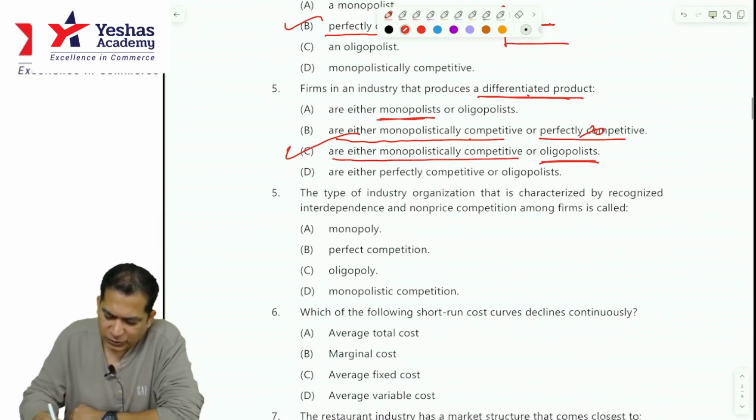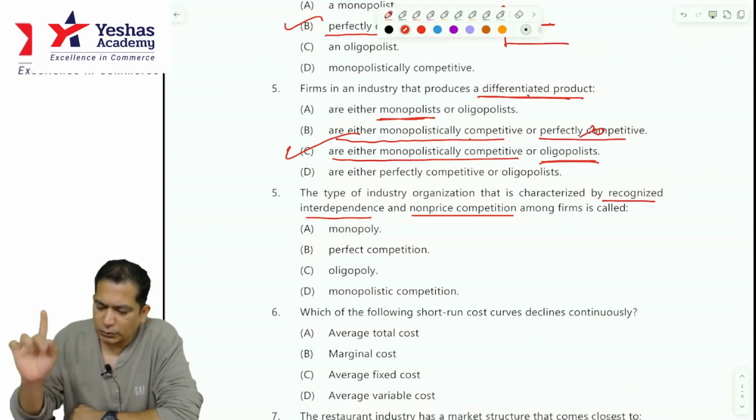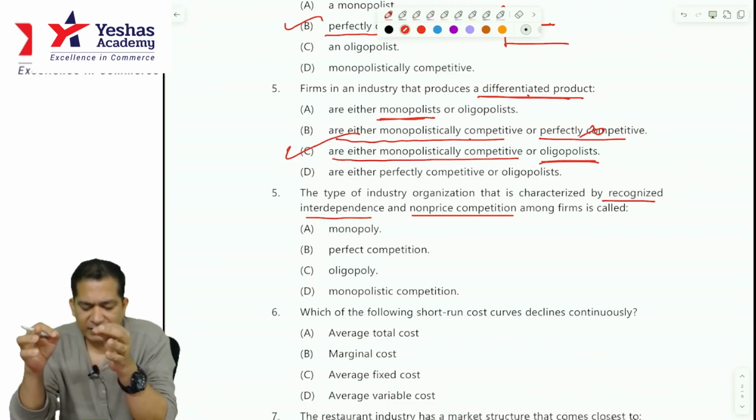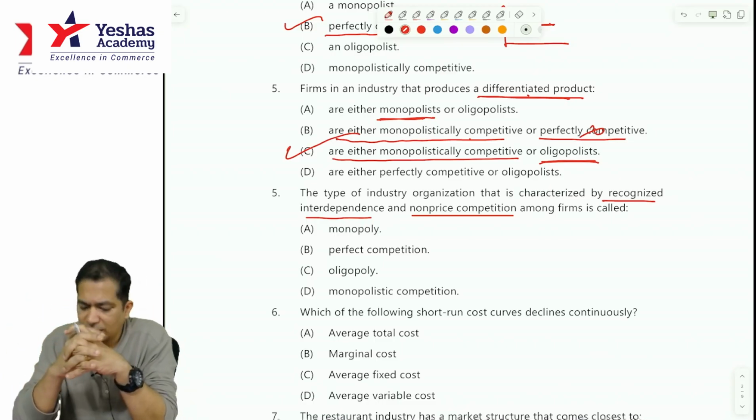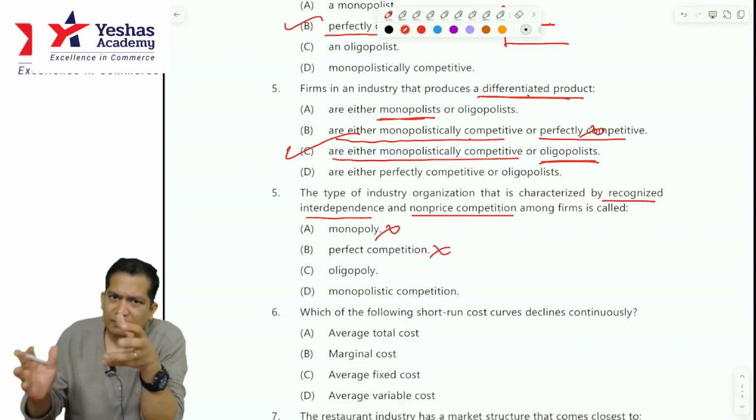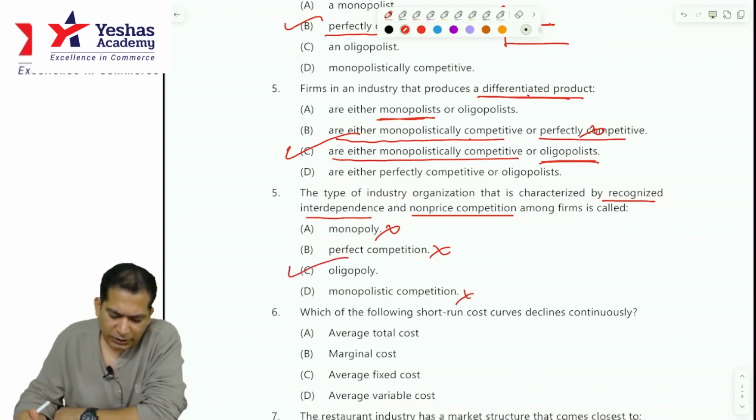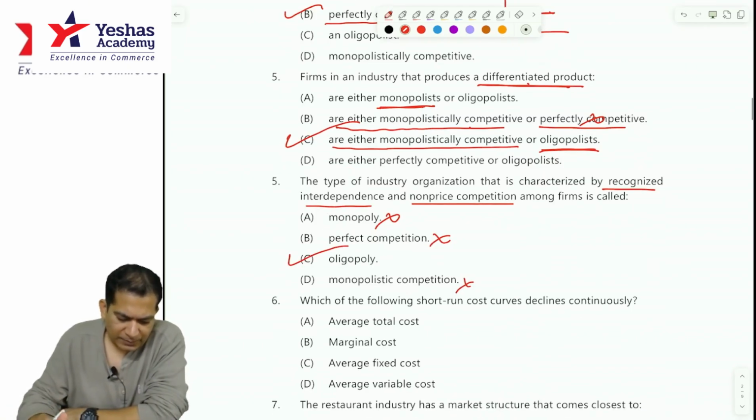The type of industry organization that is characterized by recognized interdependence and non-price competition. First of all, interdependence is not found in monopoly because the seller is alone. Perfect competition, no. All the firms are competing against each other. Monopolistic competition, no. There are a large number of small firms. So it is only an oligopoly. So the answer will be C.